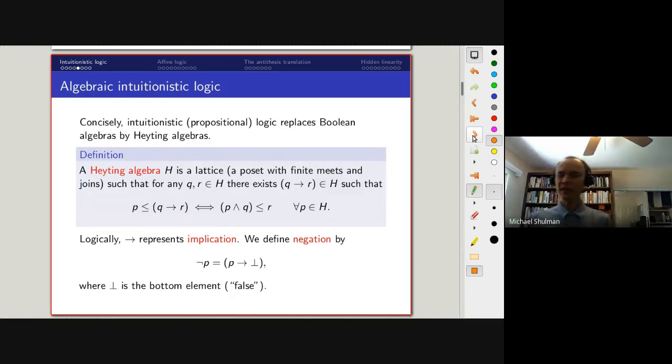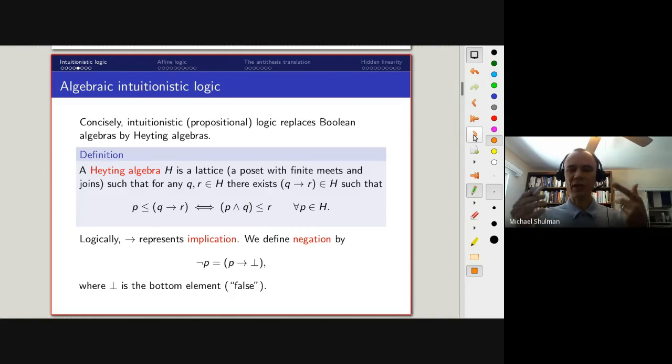What is this precisely? We can define it in a concise way from an algebraic perspective by saying that classical logic uses Boolean algebras. To be more precise, we can describe intuitionistic logic algebraically by saying that just as classical logic uses Boolean algebras, intuitionistic logic uses Heyting algebras, which are a sort of weaker structure.